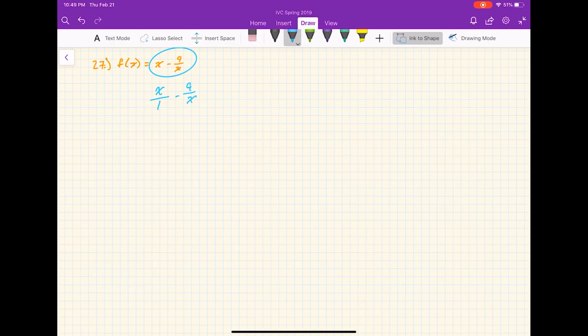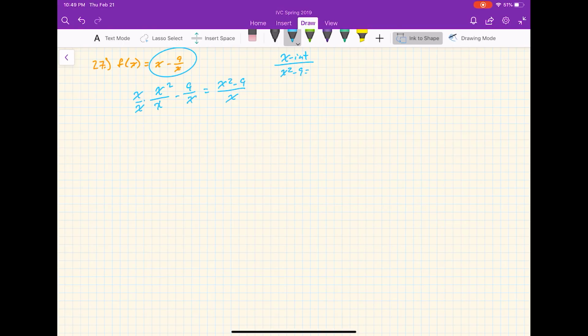So x over 1 minus 9 over x. So x over x times x over 1 will give us x squared over x, which now gives us common denominators between these two. So x squared minus 9 over x. That's our real function here. And then, of course, we can factor that x squared minus 9 as x minus 3 and x plus 3.